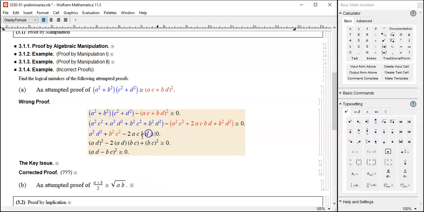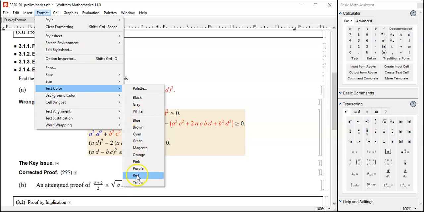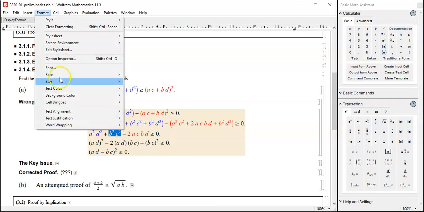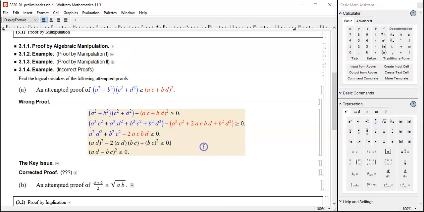And from the red terms, we get 2acbd. And multiplication is commutative, so you can write it as abcd. But in any case, we got that. Oh, excuse me, this should be blue. All right, and then this can be manipulated further into complete square form. So far, so good. And a complete square is always greater than or equal to 0. So it looks like we have everything perfect. But this notebook says this is a wrong proof.